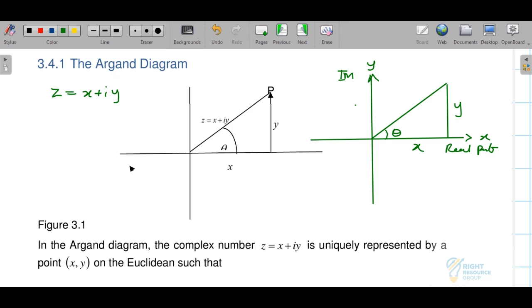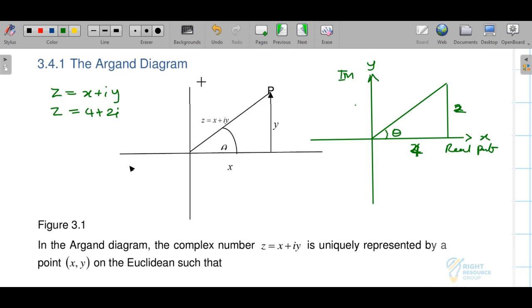So for instance, if we have a number here, let's say 4 plus 2i. This means we are going to have 4 here for X, and 2 here. The Y axis is 2 and the X axis is 4. So that is what it means, and that is how to represent complex numbers on the Argand diagram.